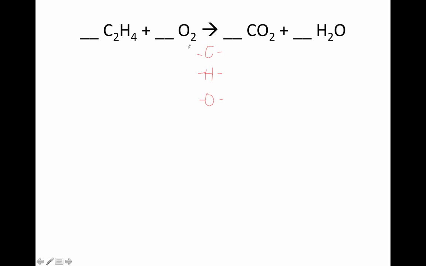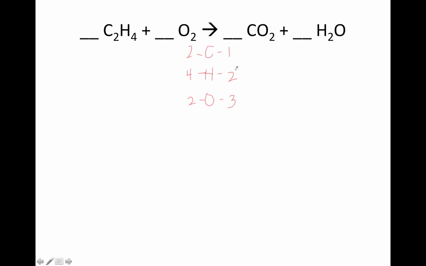Okay, let's count up how many carbons we have on the left and the right. So on the left-hand side, we have 2 carbons. On the right-hand side, we have 1 carbon. Hydrogens, we have 4, and then we have 2. Oxygens, we have 2 on the left, and we have 2 and 3 on the right. Very important in combustion problems: remember, your oxygens are split up. Okay, always be aware of that sort of stuff.